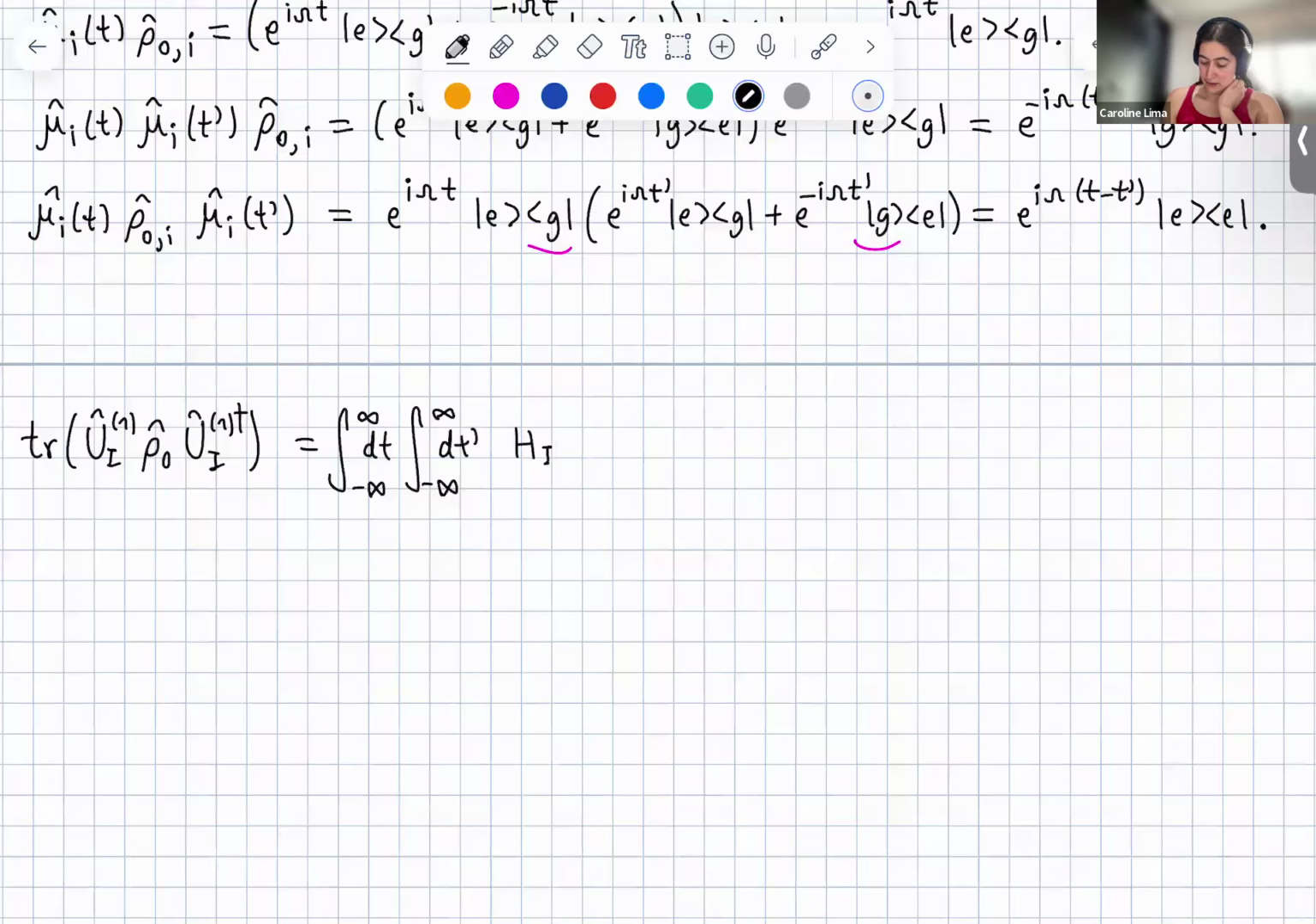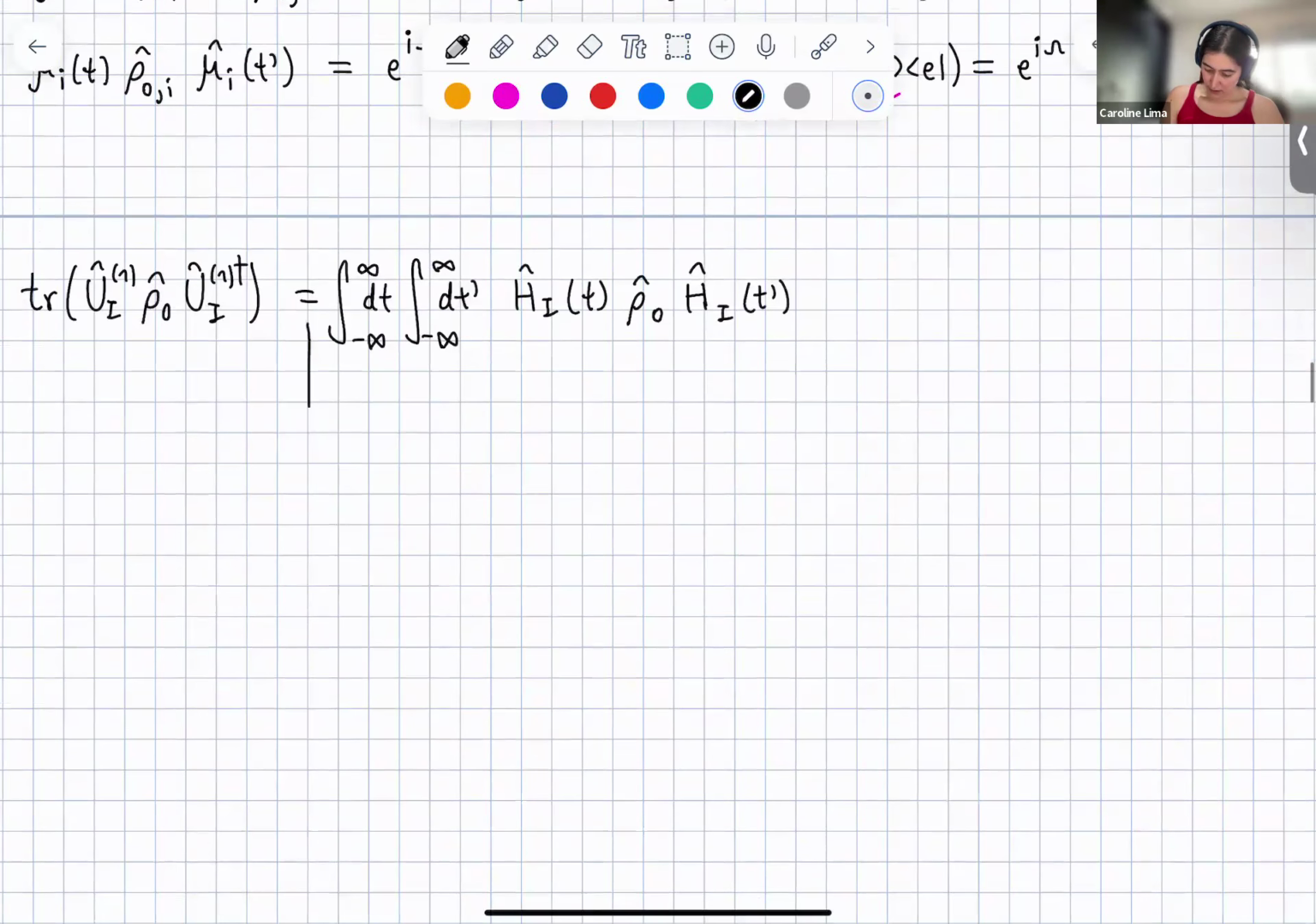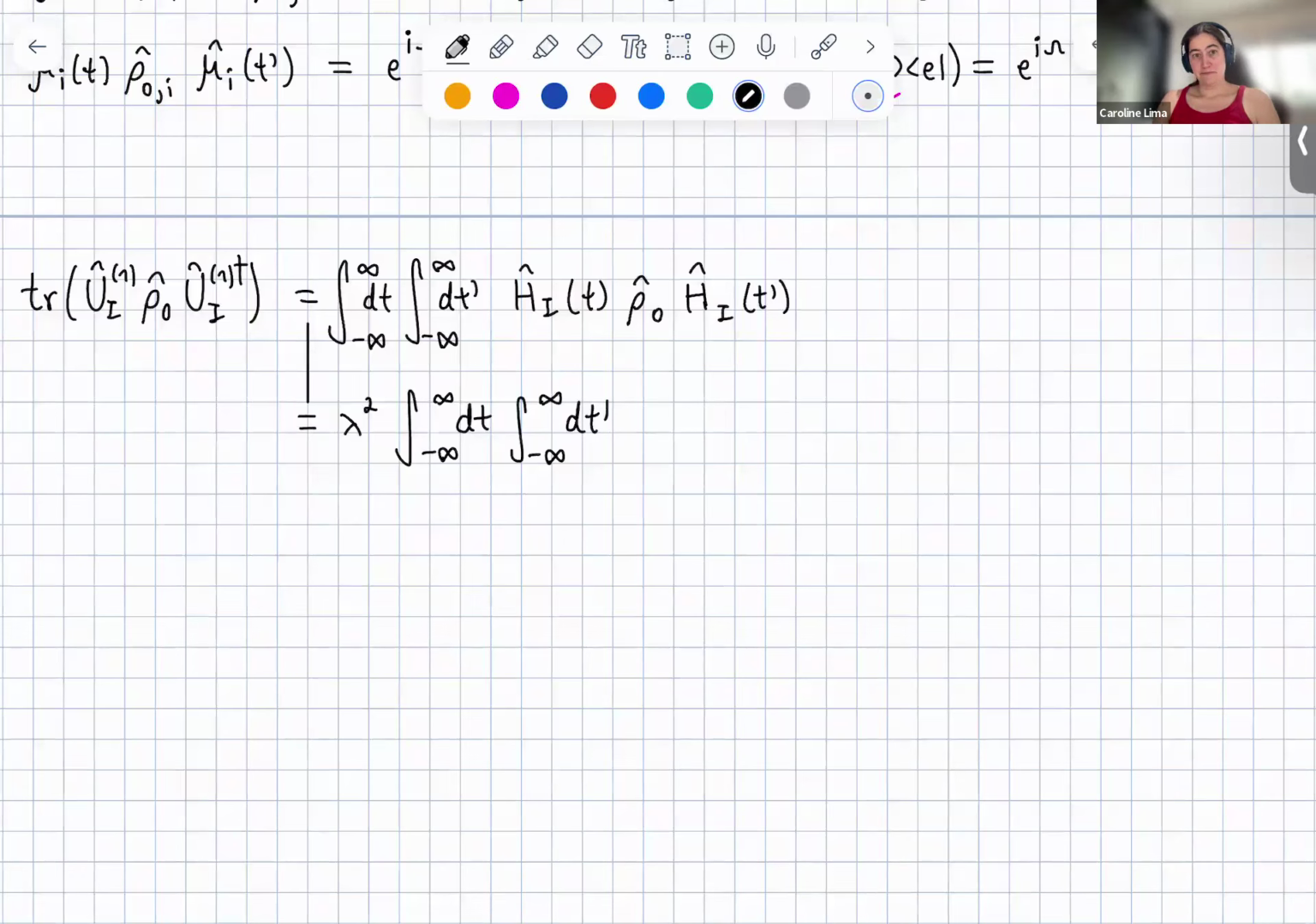And then I have some Hamiltonian acting here, and then the rho, and then another Hamiltonian on t prime. Okay, so I'm gonna factor out the lambda squared, and I'm gonna have a bunch of terms. Okay, so I will work each of them.